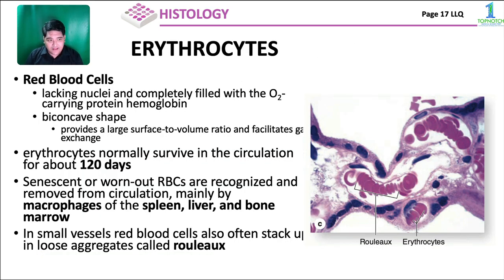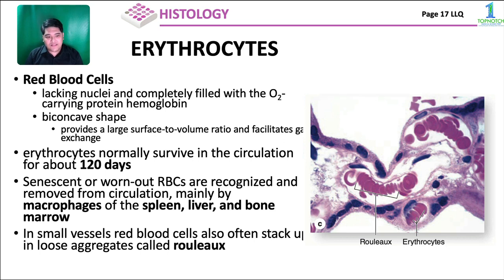Your erythrocyte lacks a nucleus and is completely filled with your O2 carrying protein hemoglobin. It is biconcave in shape, which provides a large surface to volume ratio. Its life span is 120 days, and then senescent RBCs will be recognized and removed from the circulation mainly by the macrophages, kidney, spleen, liver, and bone marrow.